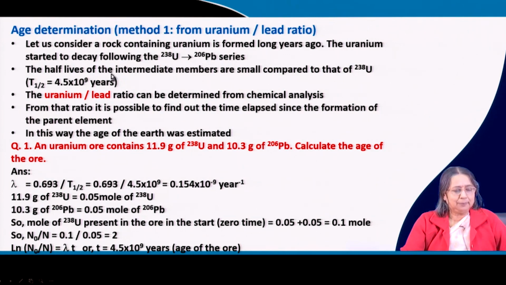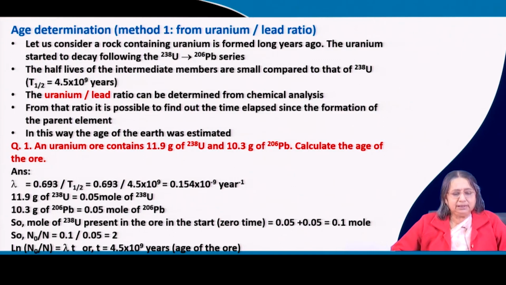Now, the half life of the intermediate members is very small compared to uranium 238, because we know that T half of uranium is 4.5 into 10 to the 9 years. Now, the uranium lead ratio, by chemical analysis it is very easy to determine. At present, how much uranium and how much lead is present in the ore, that we can determine easily.